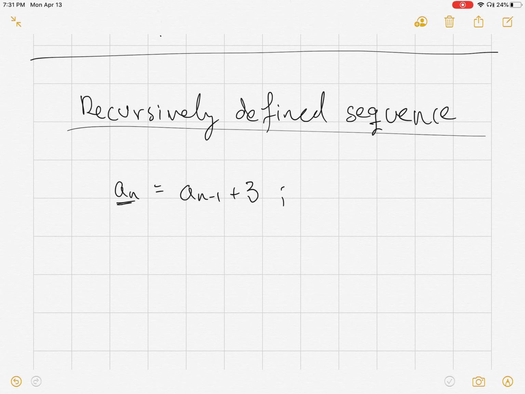When we have recursively defined sequences like these, we need to set a starting point for it. In this case, I'm just going to use 1. We can't really define the sequence appropriately unless we know where it starts, because given the n minus 1th term we know what the nth term is, but if we never know what a of 1 is, we never know what a of 2 is. We don't know what a of 2 is, we don't know what a of 3 is, and so forth. So we always have to have a starting place defined when we have a recursively defined sequence.